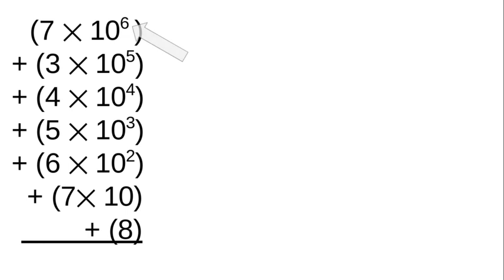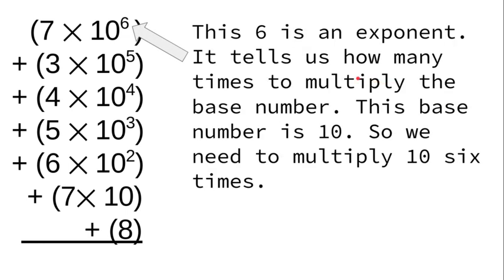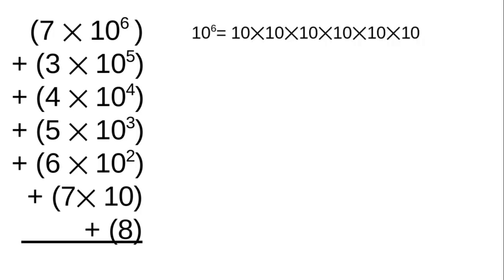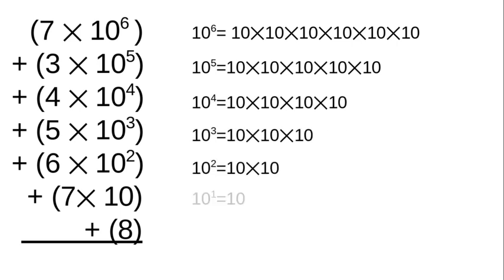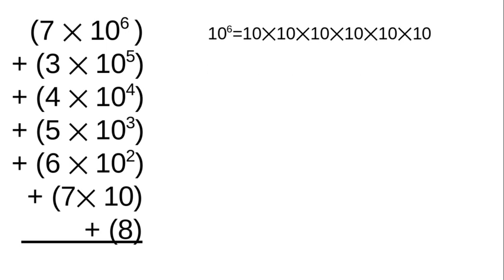So here we have it again, and you'll see that we start off with this 7 times 10 to the power of 6. Well, 6 is an exponent that tells us how many times we need to multiply the base number, in this case, a 10. Here it is written out. We have 10 to the power of 6 is 10 times 10 times 10 times 10 times 10 times 10. We'll do it for each of the others. 10 to the 5th, 10 to the 4th, 10 to the 3rd, 10 to the 2nd, 10 to the power of 1. And finally, I'm going to put the 8 there just so I don't lose him.